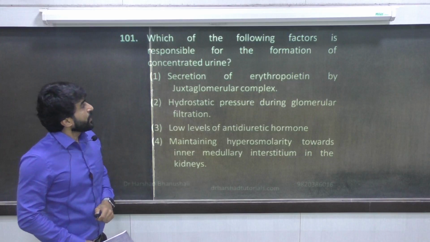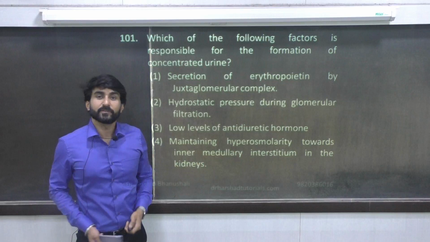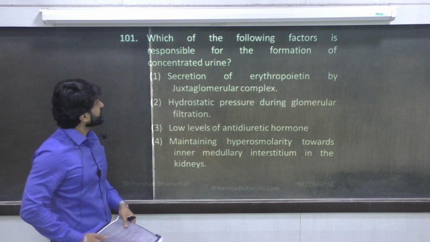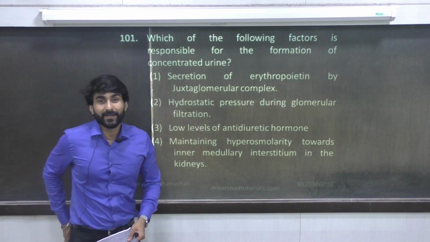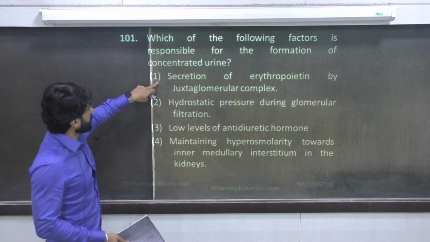101. Which of the following factors are responsible for the formation of concentrated urine? So, which out of the four options helps in the formation of concentrated urine? Needless to say, it's a question of the chapter excretion. The first statement says secretion of erythropoietin by juxtaglomerular apparatus. Now, as you all know, it is a wrong statement because erythropoietin helps in RBC formation. Does not help in concentrating urine. So this is not our answer.